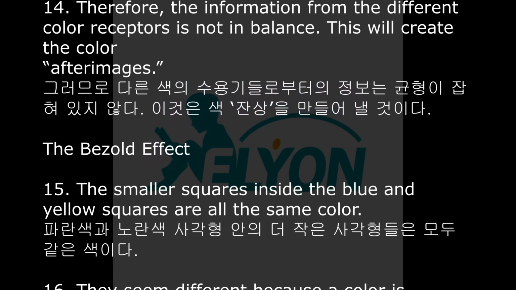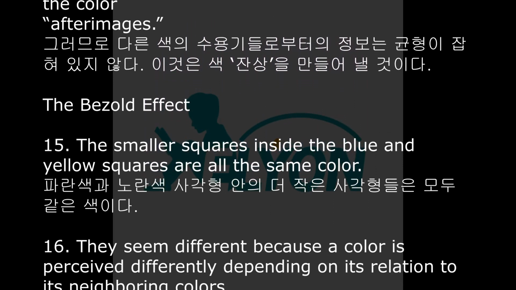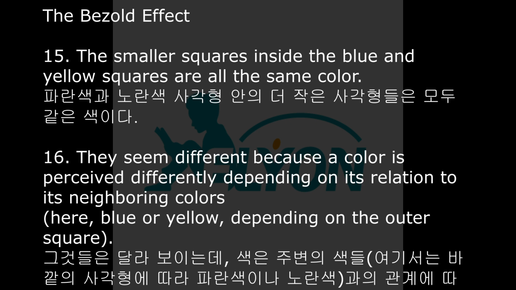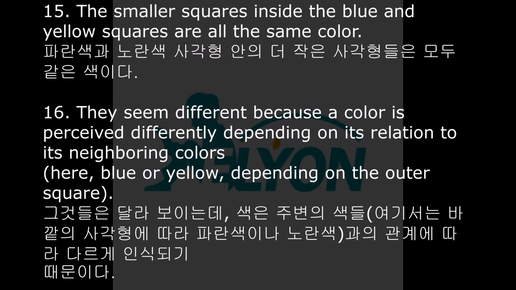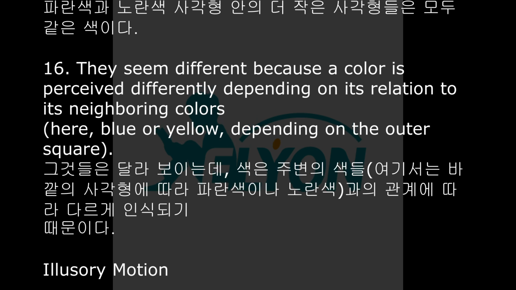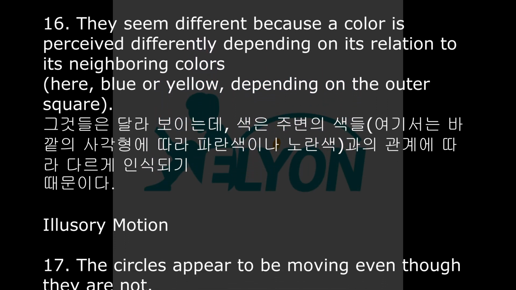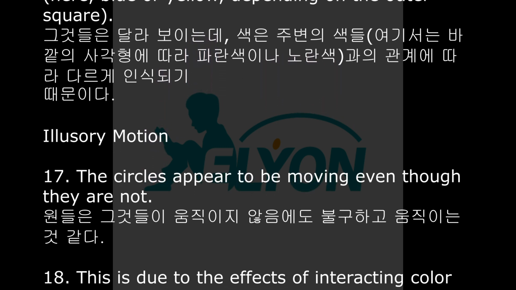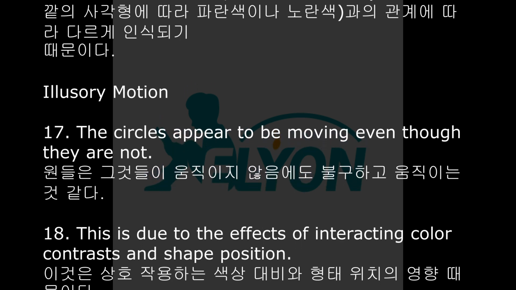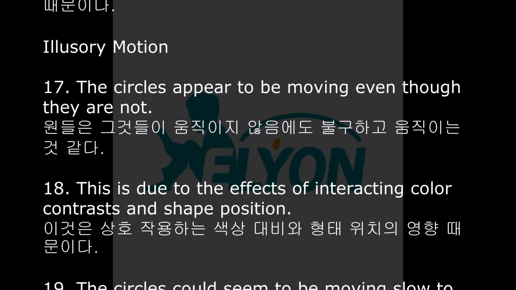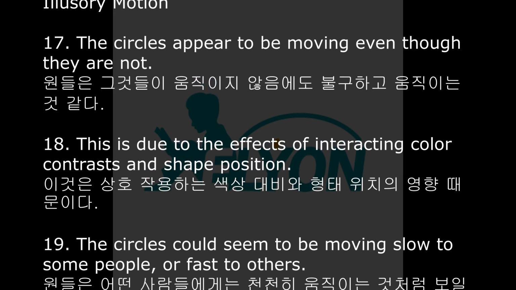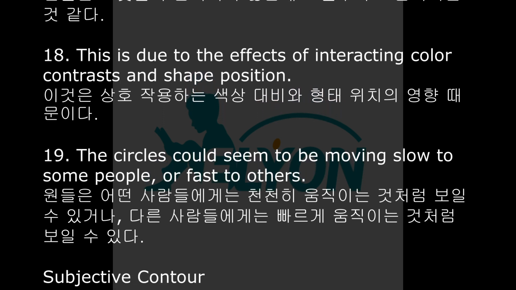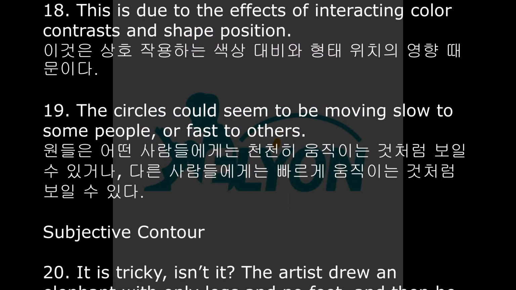2. The bezold effect. The smaller squares inside the blue and yellow squares are all the same color. They seem different because a color is perceived differently depending on its relation to its neighboring colors. Here, blue or yellow, depending on the outer square. 3. Illusory motion. The circles appear to be moving even though they are not. This is due to the effects of interacting color contrasts and shape position. The circles could seem to be moving slow to some people or fast to others.